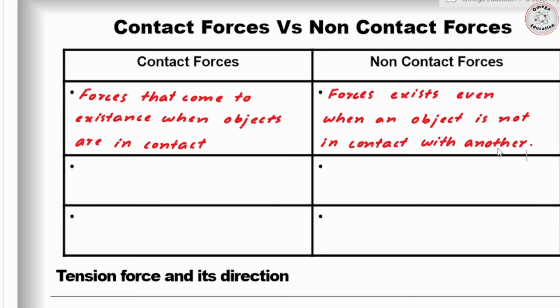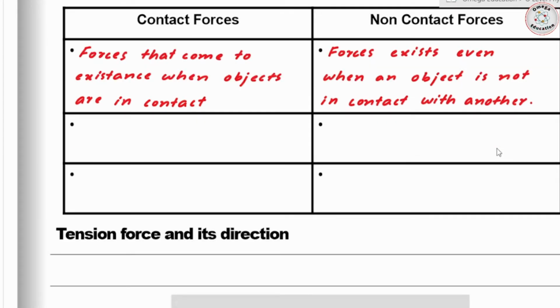Examples: pushing force. You have to push an object, it means you have to touch the object. So the push, pull, if you have to pull the object, you have to touch the object. You have to make contact with the object. Friction. Friction exists only if two objects rub against each other. Otherwise, the friction won't be there. So these are some of the examples of contact forces.